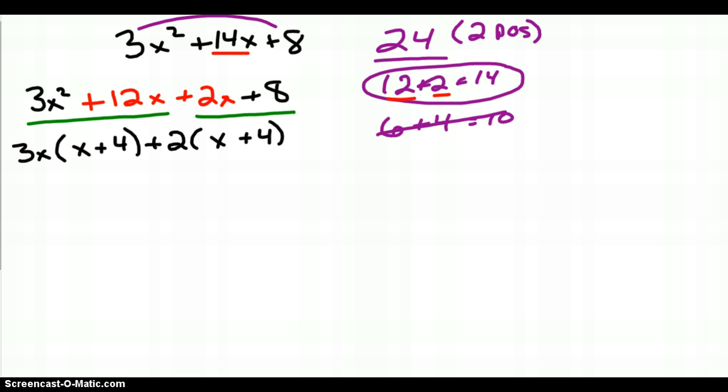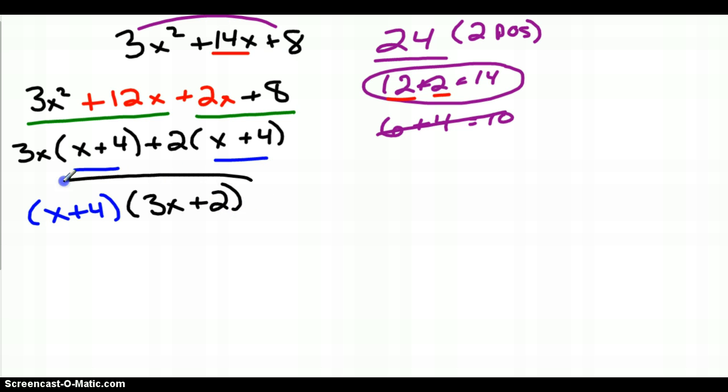Now to continue factoring by grouping, since I have a common factor right here, I'm going to factor out the x plus 4. And when I take x plus 4 out in the first term, that's going to leave me 3x. In the second term, it's going to leave me plus 2. So I have this expression completely factored.